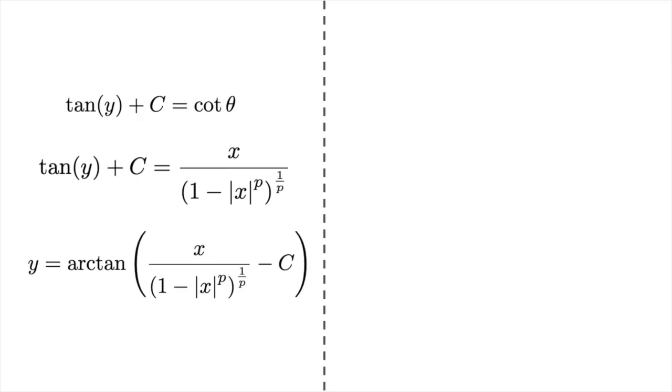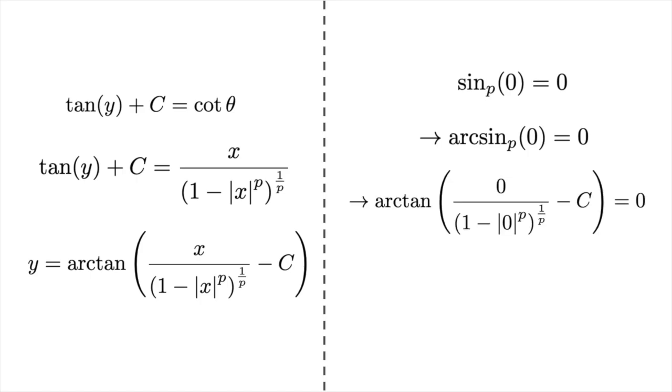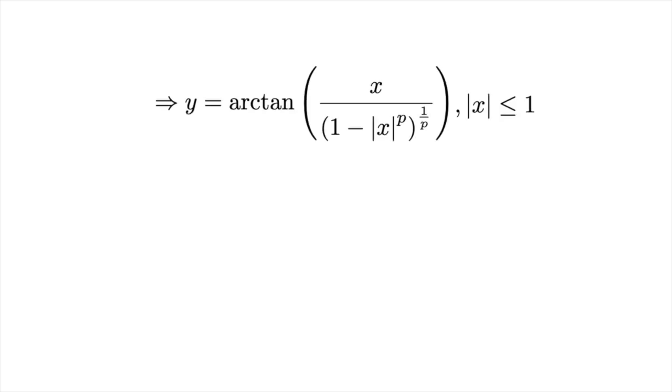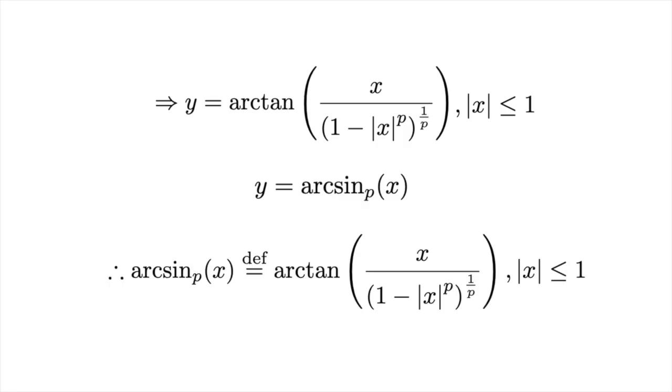The final thing we need to do to define arc sine base p is solve for the constant of integration, which is easy for this problem. Since sine base p of 0 is 0, arc sine base p of 0 is also 0. That means when we plug 0 in for x, y should also equal 0. Arctan of 0 is 0, therefore c is 0. Now we have an expression for y, and because we first defined y as arc sine base p of x, it follows from the transitive property that this is the definition of arc sine base p of x.